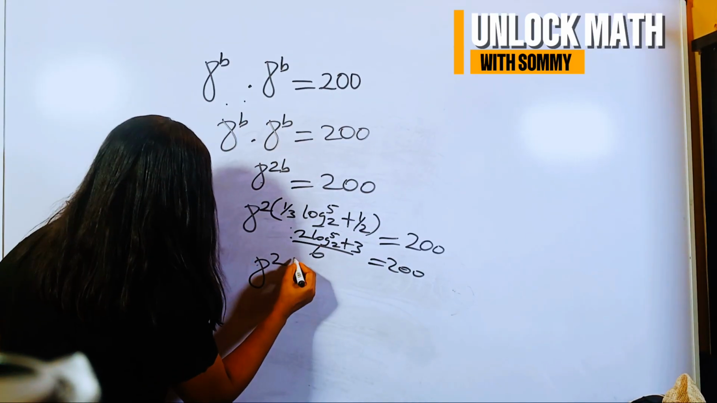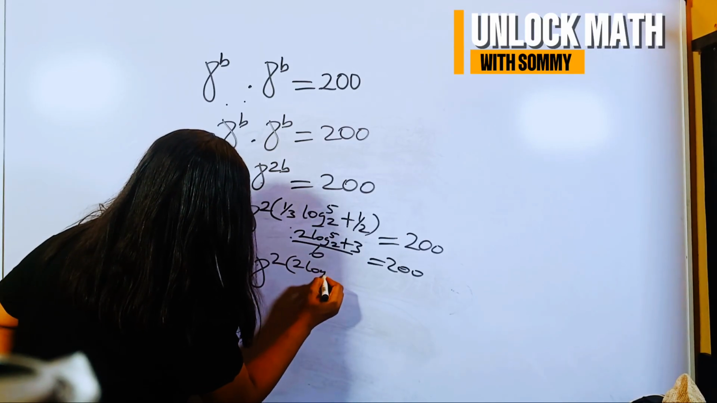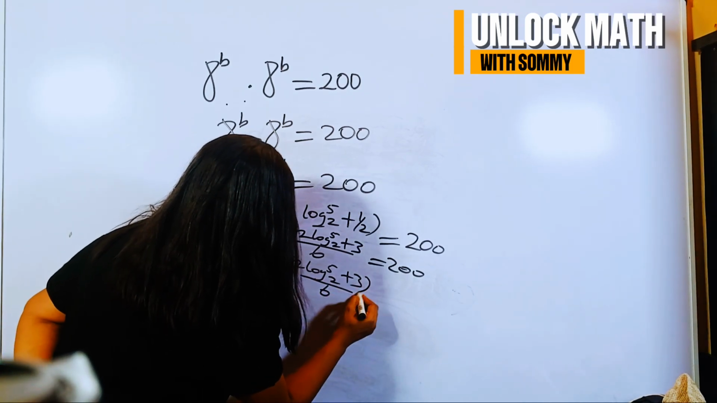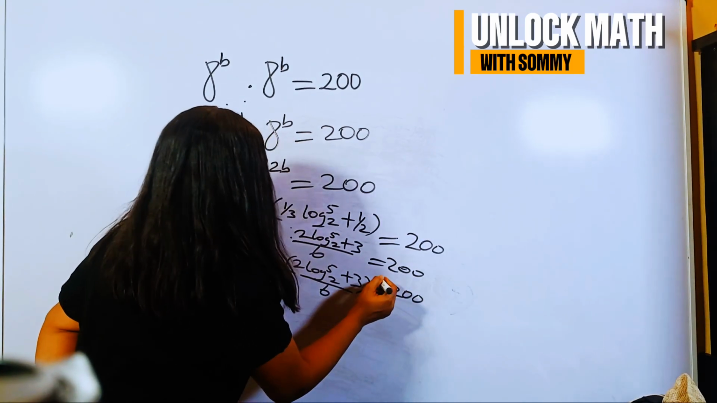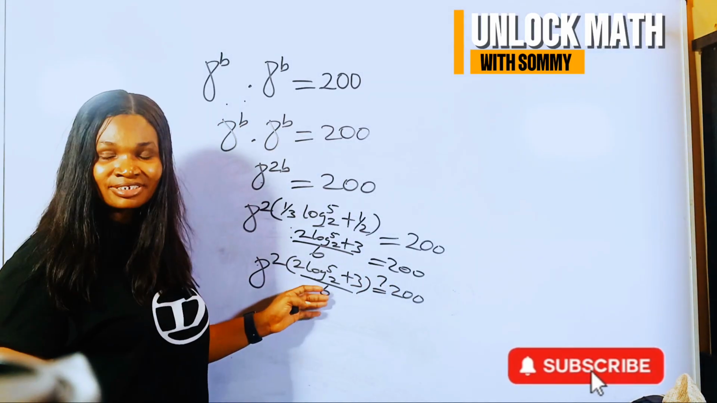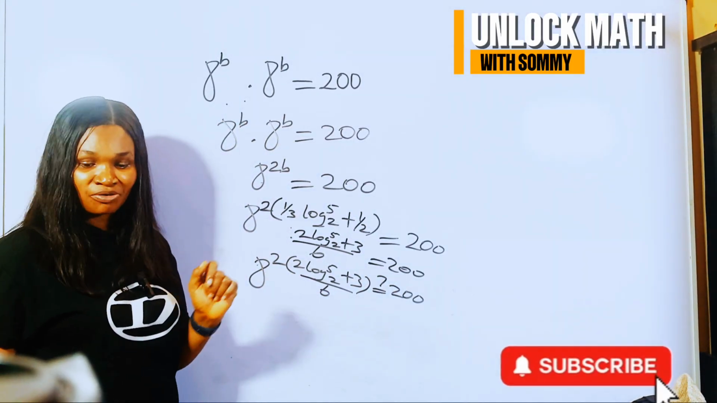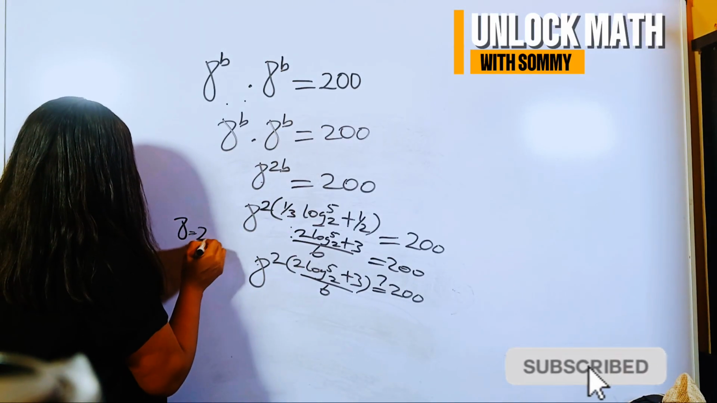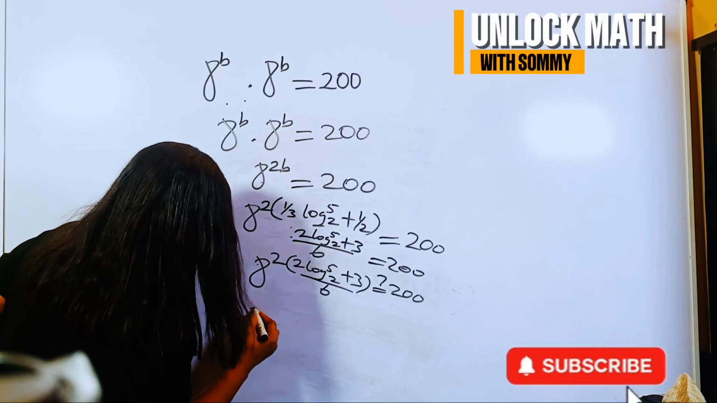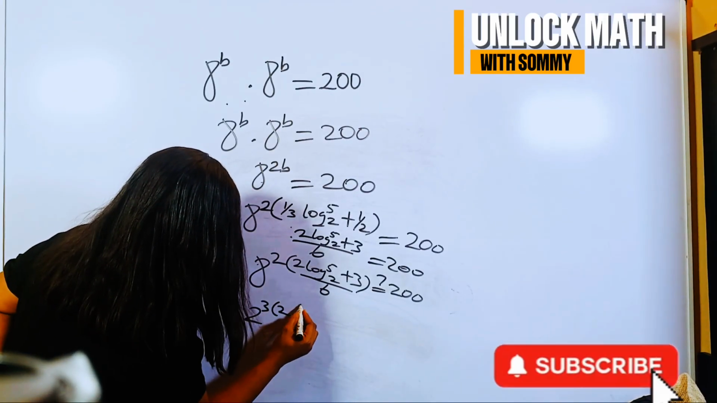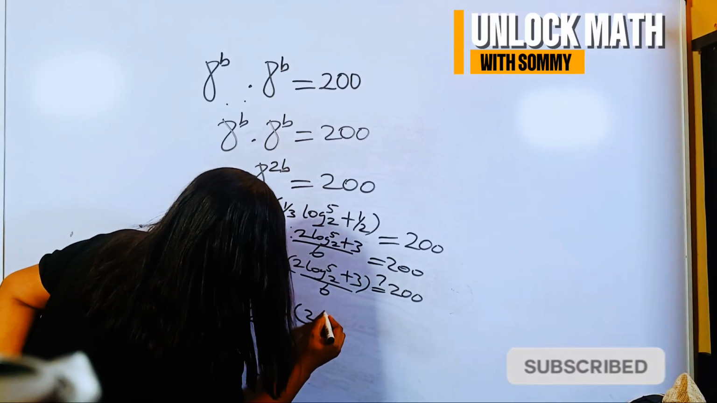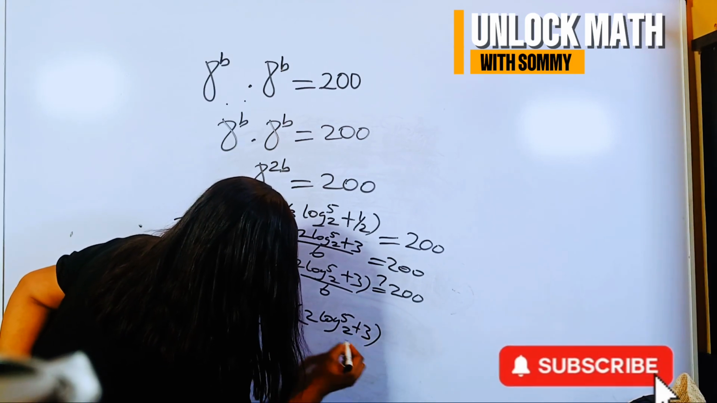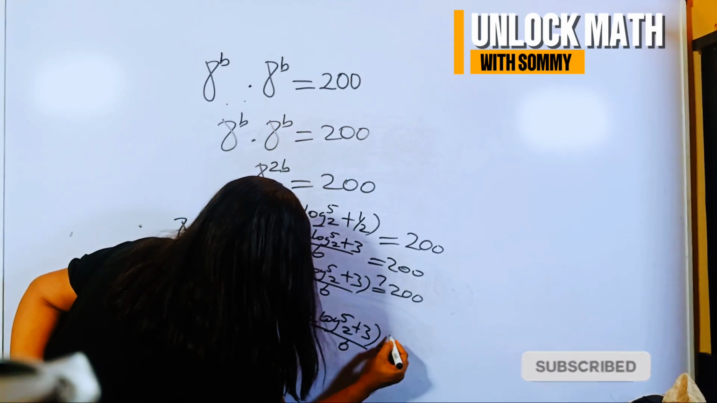We now have 8 raised to the power 2 log 5 base 2 plus 3 divided by 6 equals 200. Remember, we are trying to prove whether the answer we got is correct. Also, know that 8 is the same thing as 2 raised to power 3. Therefore, we now have 2 raised to power 3 times (2 log 5 base 2 plus 3) divided by 6. We leave it equals to 200.